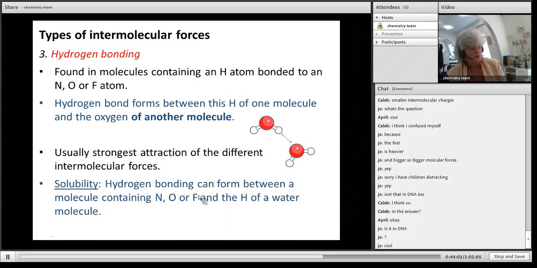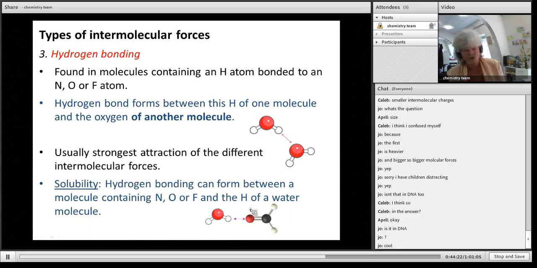So substances that can form hydrogen bonds, like ethanol, will dissolve in water. Okay, but other substances that don't have hydrogen bonds could still dissolve in water.